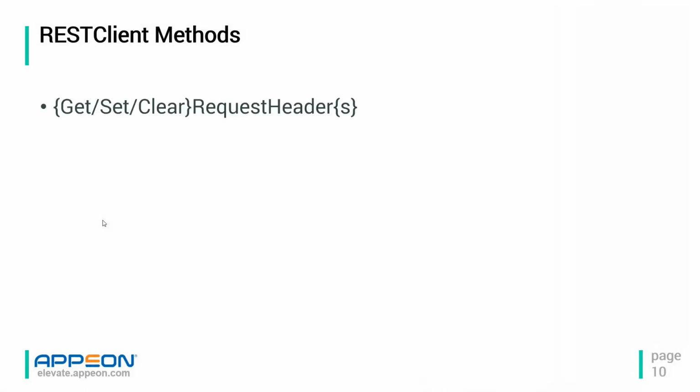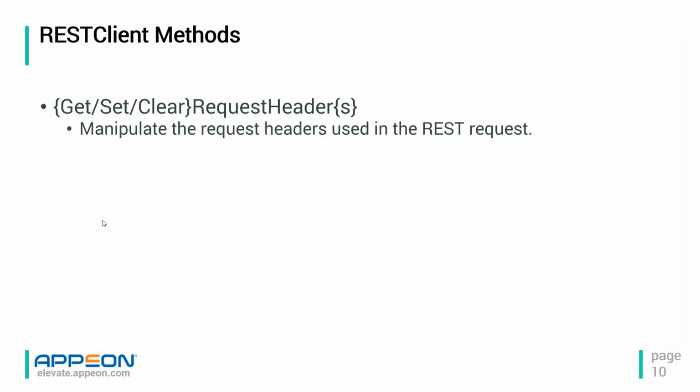Okay, so there are some methods that we're going to be using on the REST client. Well, we're not actually going to use them. I'm just going to show what they are. They're not used in this particular sample, but we have the ability to get, set, and clear request headers. So if you decided you need to do basic authentication, you could do a set request header, which would contain the basic authentication keys, or whatever you need to provide or read back from the request.